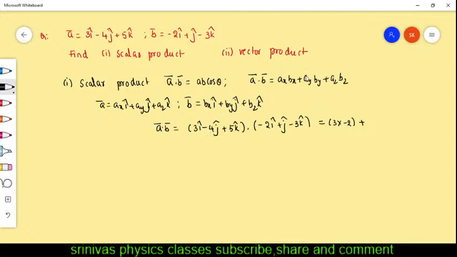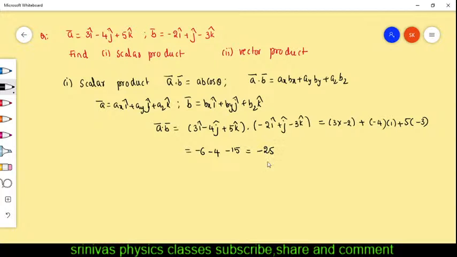In the formula we have AY BY next. You just have to multiply the J coefficients. Minus 4 into, what is the J coefficient in the second vector? 1. Nothing is written there, so we write 1. Plus, the K coefficients you have to multiply. K coefficient is 5 into minus 3. Then we have to simplify it: minus 6, minus 4 and minus 15. Then the final answer we get is minus 25.